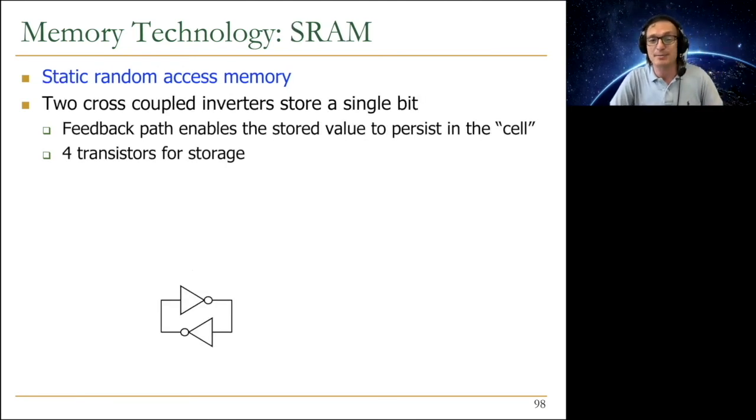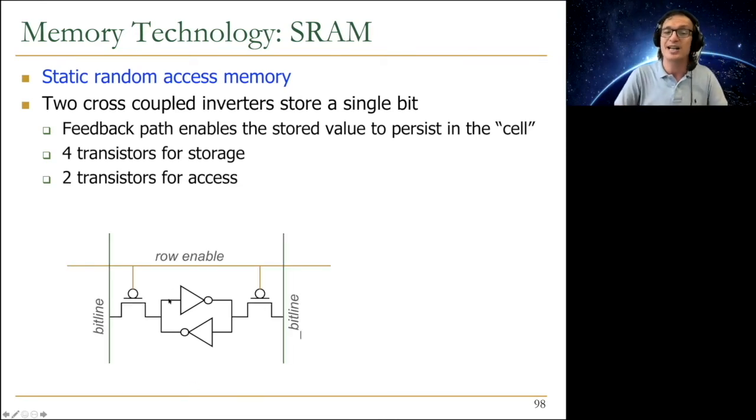Static random access memory doesn't have that refresh problem. It has 2 cross-coupled inverters, which we discussed earlier, actually. And there's a feedback path to store a single bit. The feedback path enables the stored value to persist in the cell while it's powered on. So you have 4 transistors for storage. That's nice, but you need to have 2 transistors for access. As I said, you could make it 1 potentially, but in scaled technologies, that becomes difficult to sense. So you have row-enabled access transistors as well.